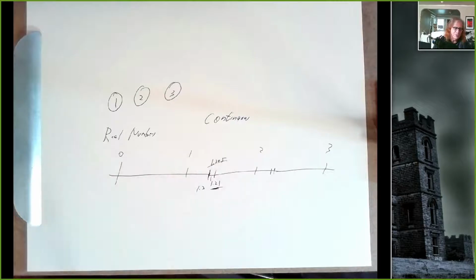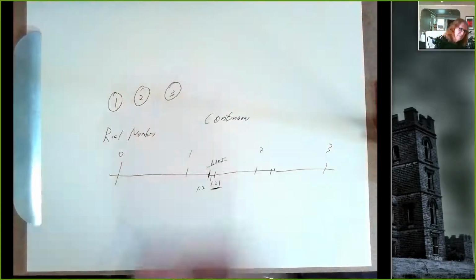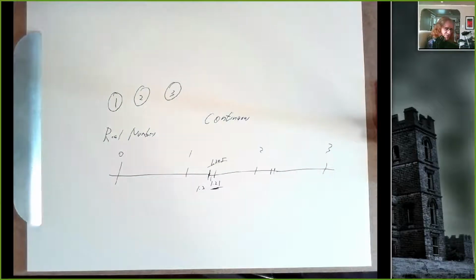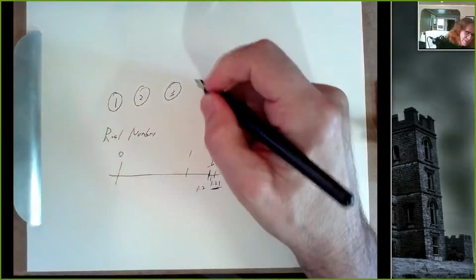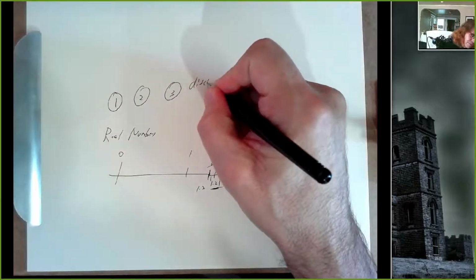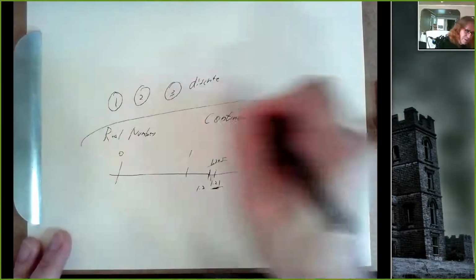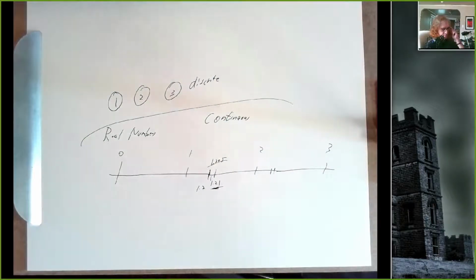So real numbers are an abstract construct. They're something that we dreamed up as humans, and they have this peculiar property that between any two real numbers, there's always another real number. And that's not true with whole numbers, right? Because I can find 2 and 3, and there's no whole number in between there. So these are discrete, and real numbers are continuous.